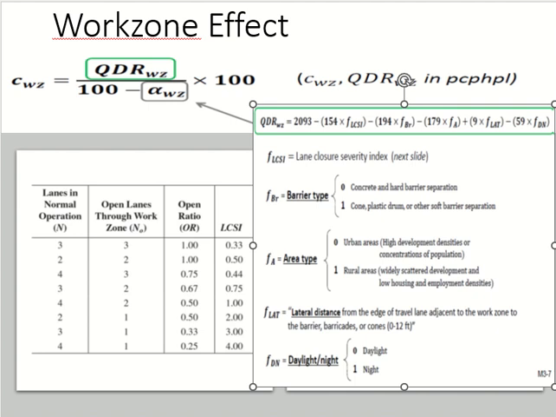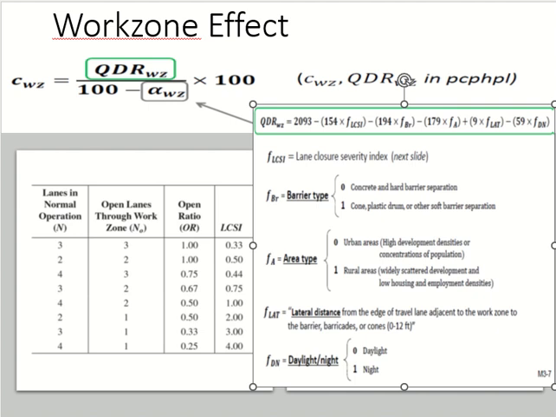Then the next one is FA, factor for area type. You have two types of areas, urban and rural. If it is an urban area, the factor is 0. If it is a rural area, the factor is 1. Only two values. The next one is the factor for lateral clearance, or the lateral distance. This is the distance between the barrier of the construction site and the edge of the lane.